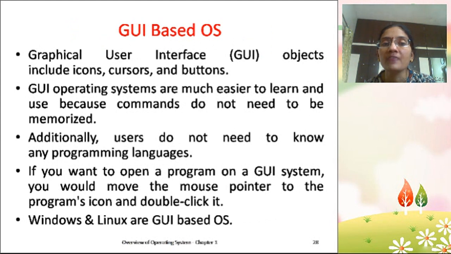GUI based OS graphical user interface objects include icons, cursor, buttons. GUI operating systems are much easier to learn and use because commands do not need to be memorized. Additionally, users do not need to know any programming language. If you want to open a program on a GUI system, you would move the mouse pointer to the program's icon and double click it. Windows and Linux are examples of GUI based OS.